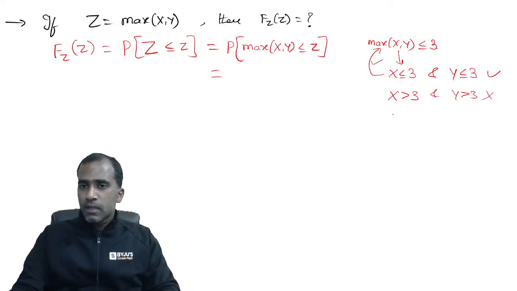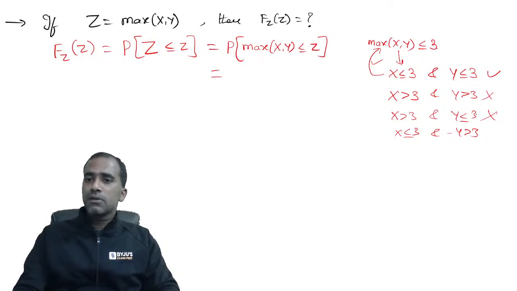And one more thing, x greater than 3 and y less than or equal to 3. If x is greater than 3 and y is a value which is less than 3, then the maximum will definitely be greater than 3 only. So this also is not the same as this. Similarly, x less than 3 and y greater than 3. If y is greater than 3, then the maximum will be greater than 3 only. This also is not the same as this. So this is exactly the same as this.